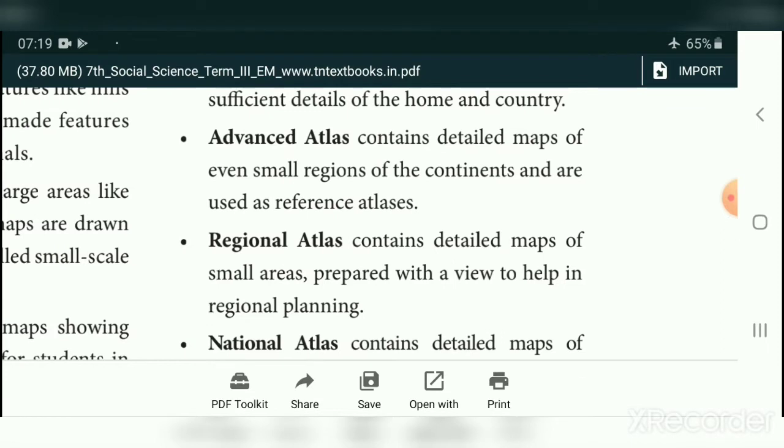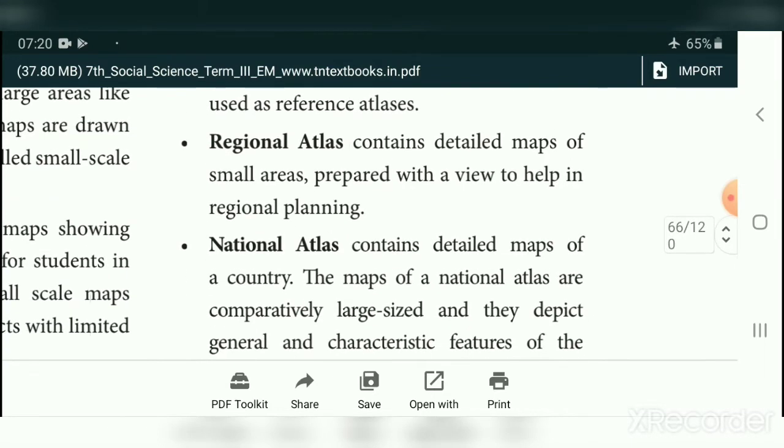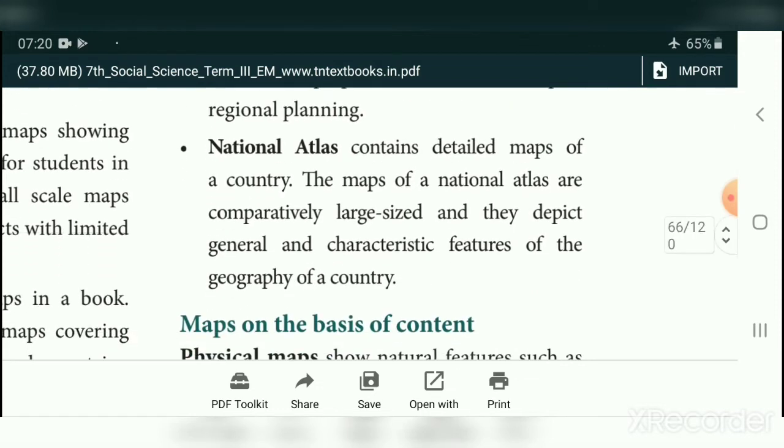Advanced atlas contains detailed maps of even small regions of the continent and is used as a reference atlas. Regional atlas contains detailed maps of a small area prepared with a view to help in regional planning, like the Tamil Nadu regional atlas. We can see the total Tamil Nadu district wise, and many important towns, cities, villages are marked in that regional atlas. A national atlas contains detailed maps of a country.